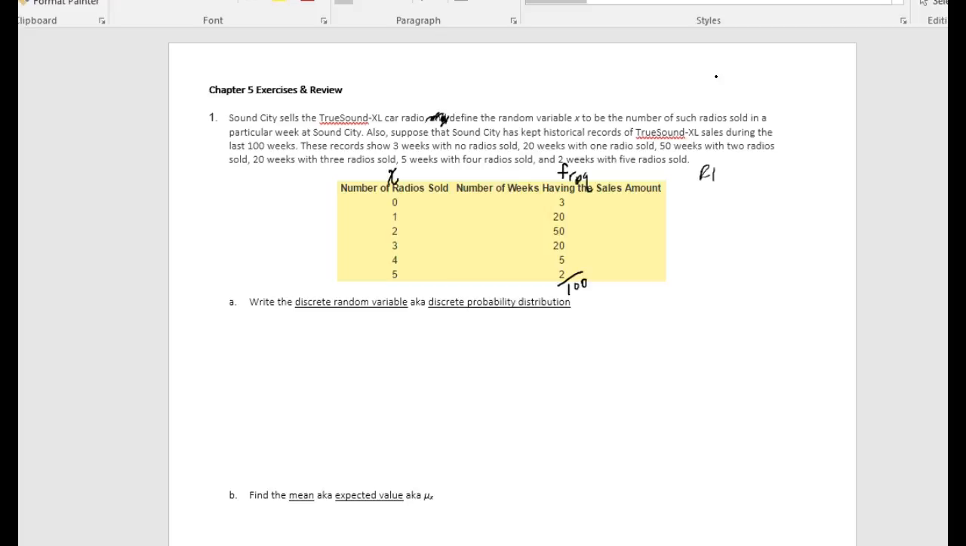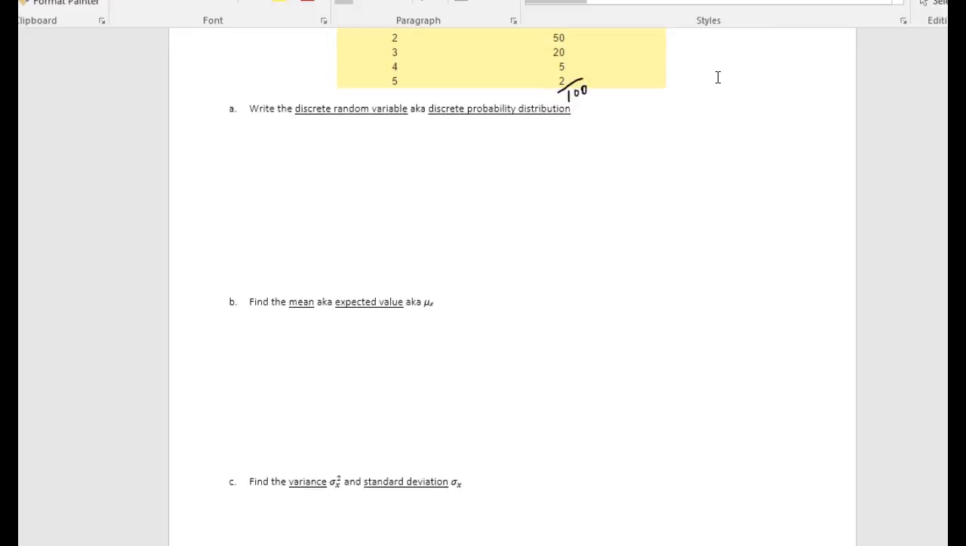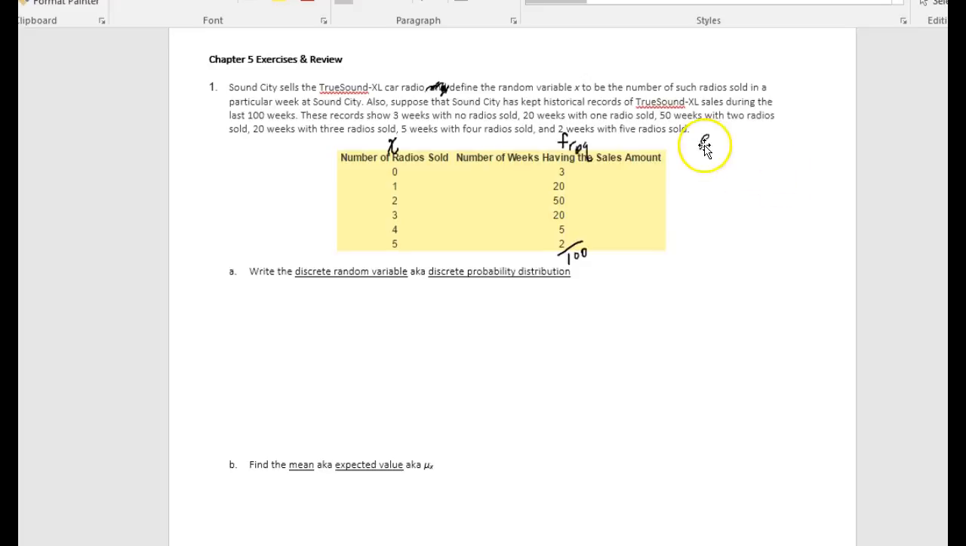So I'll go ahead and make a column over here. That is not an R, that should be a P. This Word document does funny things sometimes.